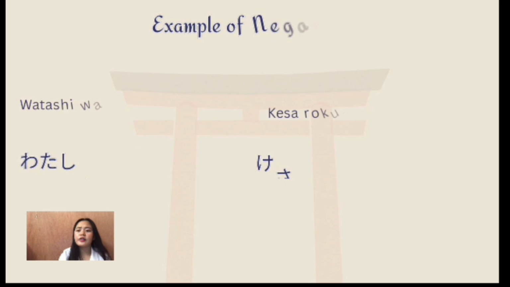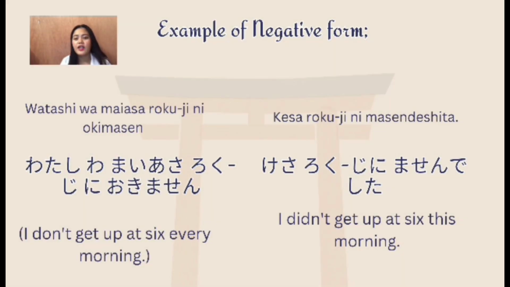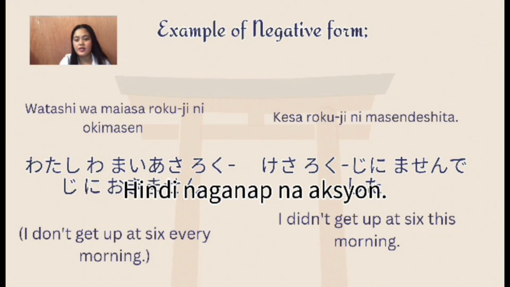And example sa negative form naman, watashi wa maiasa rokuji ni okimasen. So ito, ibig sabihin dito is I don't get up at 6 every morning. So since I don't, yung ilalagay natin sa Japanese or Nihongo na ipapalit is okimasen. So yun, isang example is kesa rokuji ni okimasen deshita. Ibig sabihin is I did not get up at 6 this morning. So yung ginamit dito is masen deshita, since past tense siya.